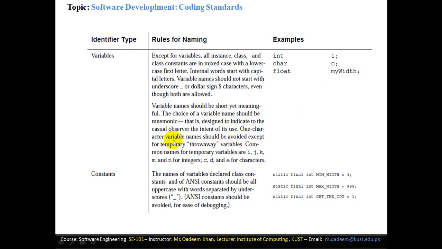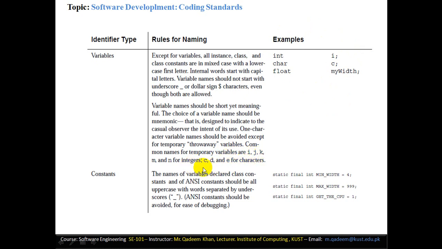One-character variable names should be avoided except for temporary throwaway variables. For example, these are one-character variables. They should be avoided. But if you are using one for a single purpose and not calling that variable again and again, you can use it. But if you are using a variable for different purposes and calling it in many places in the code, it should be very meaningful. So temporary variables i, j, k, m, n for integers, and c, d, and e for characters should be avoided.